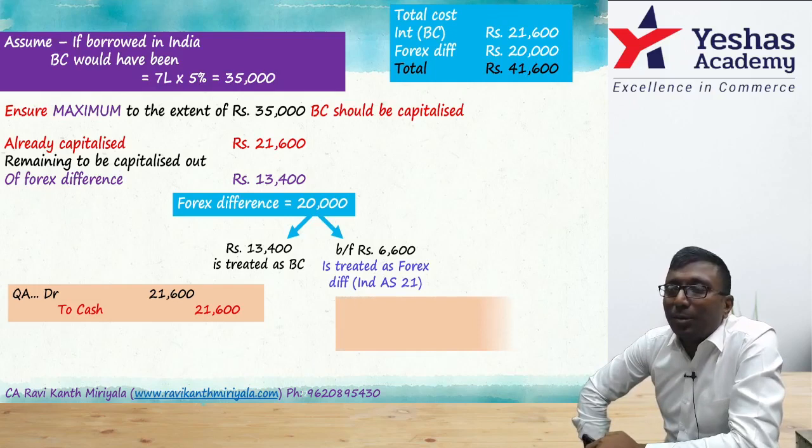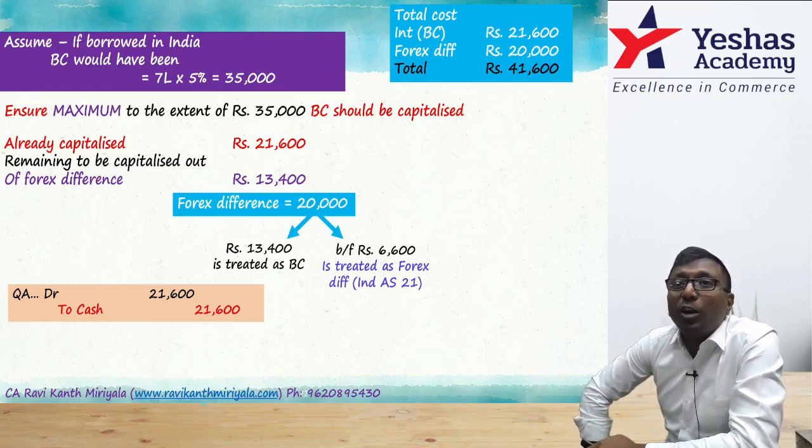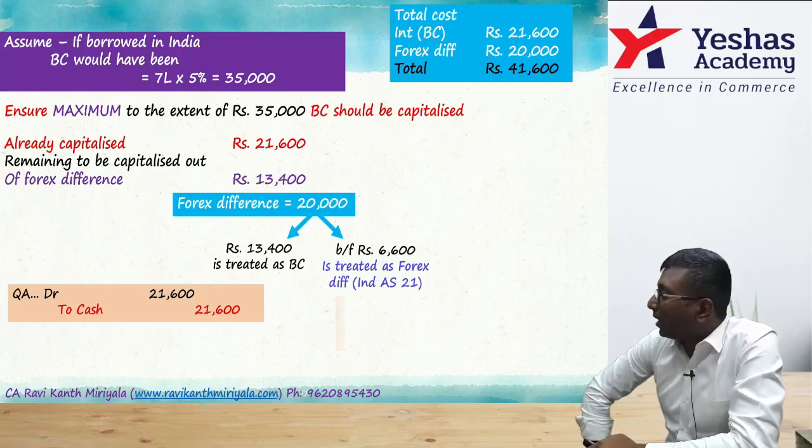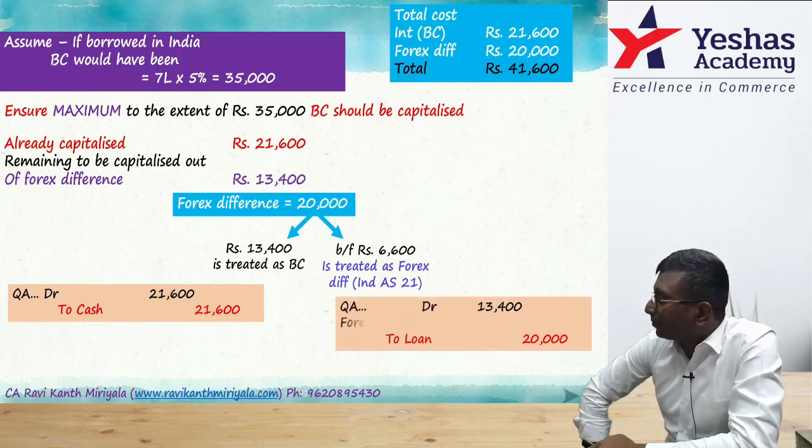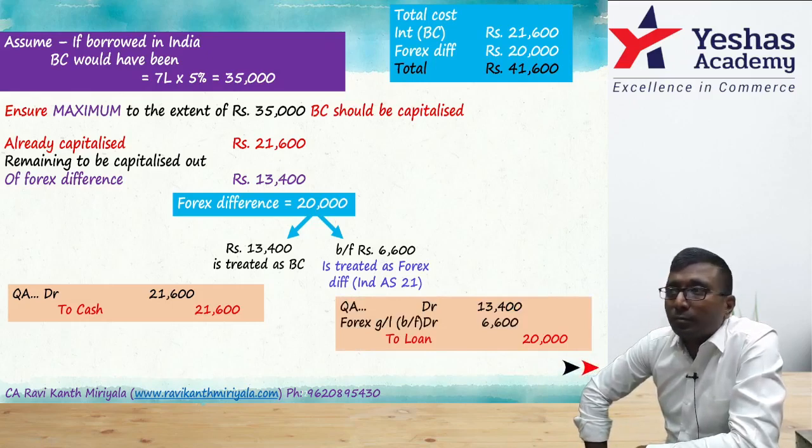Na? Normally what would you have done? Forex loss account debit to loan account. Correct? Restatement. Forex loss account debit, you would have increased the loan. Now also the loan increases, but out of that some portion should become qualifying asset and the remaining portion only will go to foreign exchange gain or loss. That's all. That is situation 2, 3, 4. There are 4 situations. All will be covered.